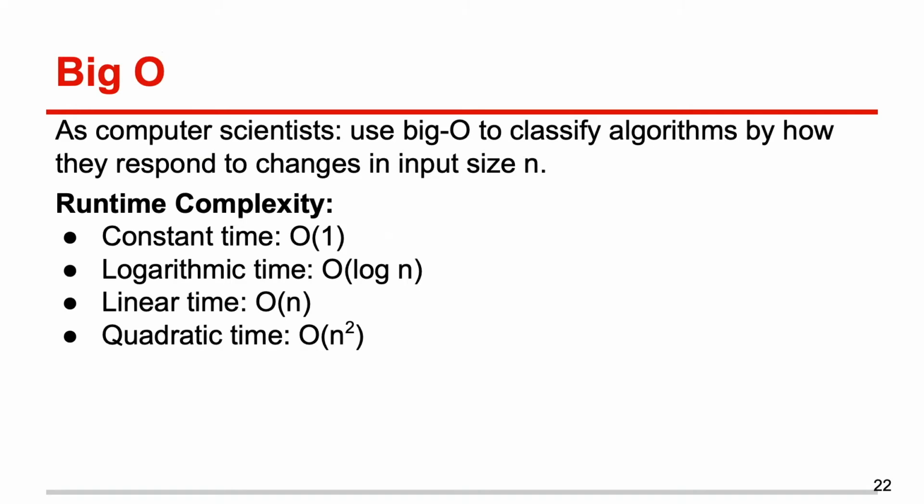So we use this to characterize both the runtime and the space complexity. As for runtime complexity, the usual bounds we have are constant time, logarithmic time, like binary search for example, linear time, so perhaps removing some arbitrary element in a linked list, and quadratic time.